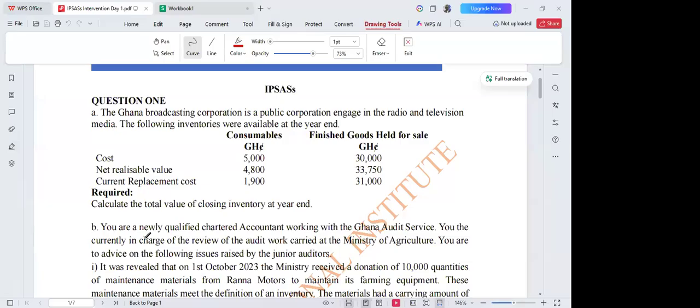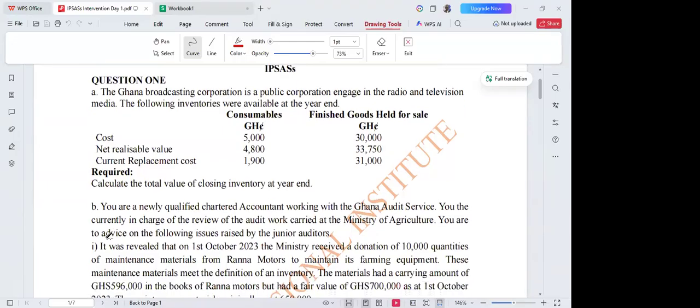The Ghana Broadcasting Corporation is a public corporation engaged in the radio and television media. The following inventories were available at the year end: costs, net realizable value, current replacement cost, and their respective values. Required: calculate the total value of closing inventory at year end. B. You are a newly qualified chartered accountant.